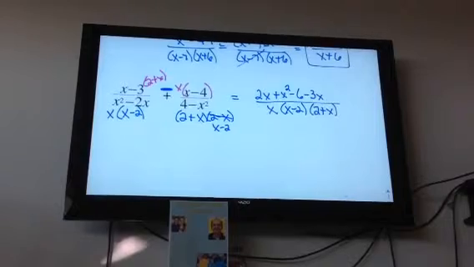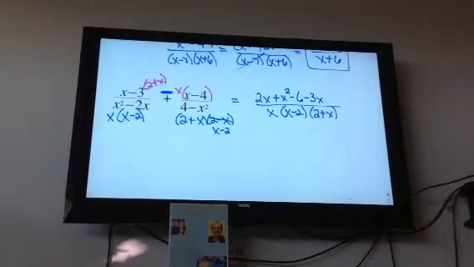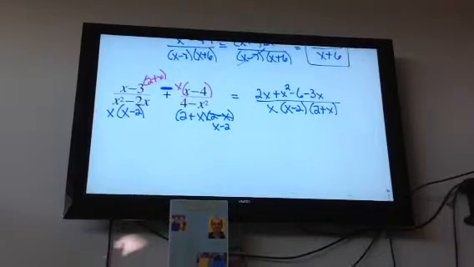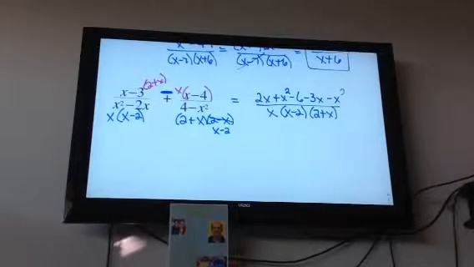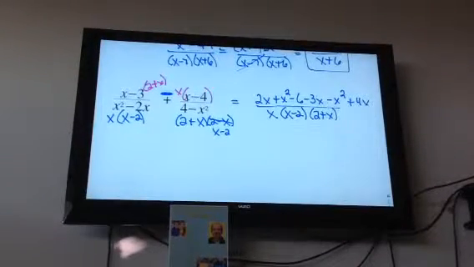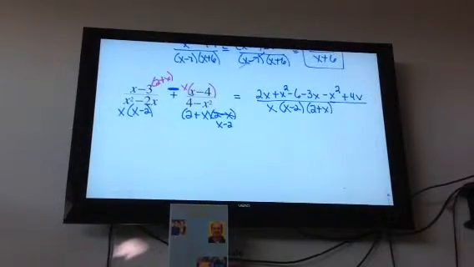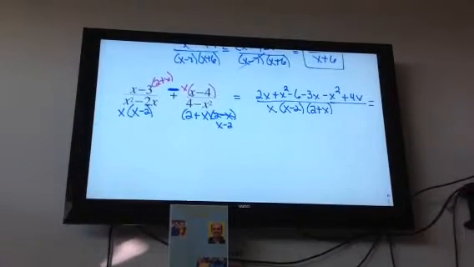And then I go to my second term, which I'm distributing an x, but make sure you make it a negative x. Negative x times x is negative x squared. Negative x times negative 4 is a positive 4x. That's the hardest part, obviously.